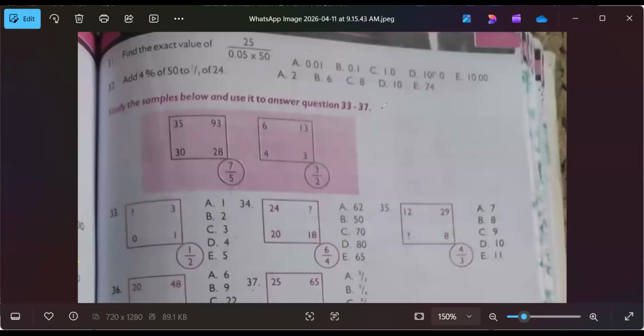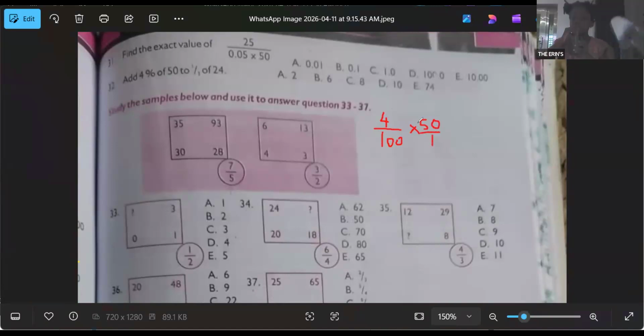Eight. Are you sure about that? Okay, let's confirm if you're right. So 4% of 50 is 4 over 100 times 50. 100 can go in 50, that is 100 in itself. You are saying 100 can go in 50, and 50 can go in 100.